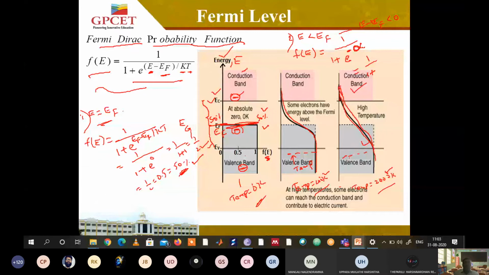This can be written as e power minus infinity, so 1 by 1 plus e power minus infinity. What is that? e power minus infinity is 0, so that is equal to 1. So for E less than EF, the probability of occupying an electron is 1. EF is larger, so the exponent has a minus sign and becomes minus infinity. e power minus infinity is 0, and 1 by 1 plus 0 is equal to 1.